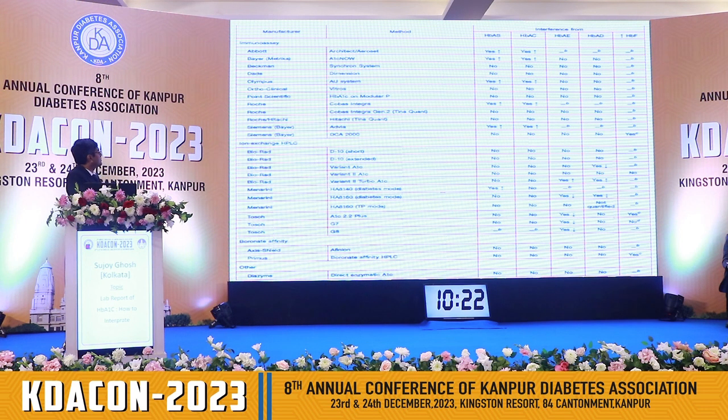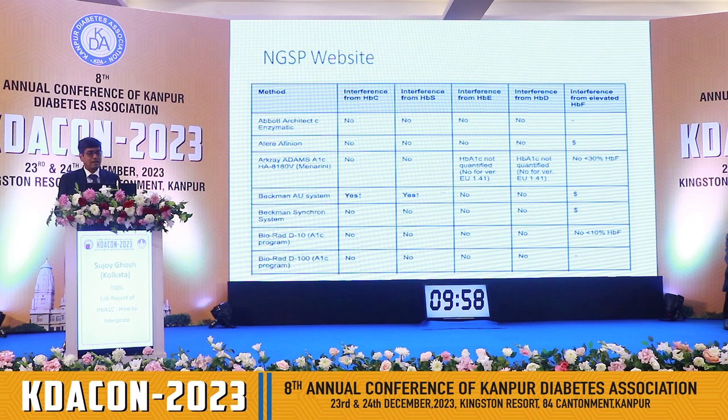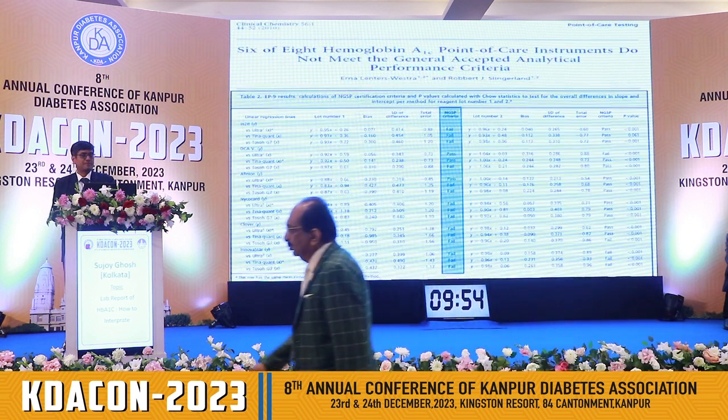The commonest machine that we all use is the Bio-Rad D10. And it says it does not interfere with these, right? There is a catch there. It does not interfere with homozygous mutations. But heterozygous, it will not interfere partially perhaps, but homozygous definitely there will be interference. And you can have a look at all of the systems that we are currently using.